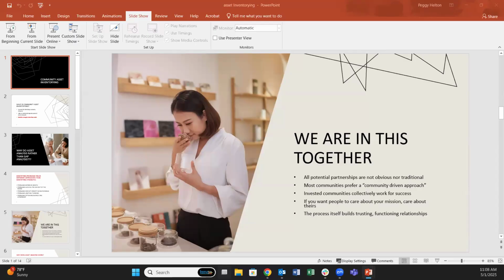So what I like about working with asset inventorying is it really sends a strong message that we're in this together, that all potential partnerships are not obvious nor traditional. If you use the same players, a lot of times you'll have the same score, right? You've already kind of divvied up the pie, so to speak, within your community of who traditionally gets money to do what pieces of the work that kind of overlaps with both groups here.